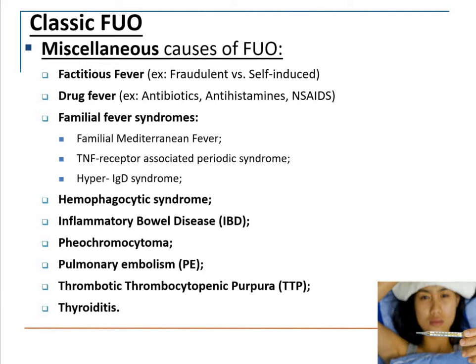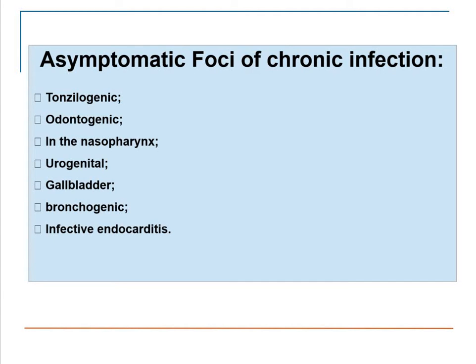Of course, hemophagocytic syndrome, inflammatory bowel disease, pheochromocytoma, pulmonary embolism. About 6% of all patients with classic fever of unknown origin are patients with pulmonary embolism, thrombotic thrombocytopenic purpura, and thyroiditis. And of course, you should confirm absence of chronic infection: tonsillogenic, odontogenic in the nasopharynx, orogenital, gallbladder, bronchogenic, and you should exclude presence of infective endocarditis.